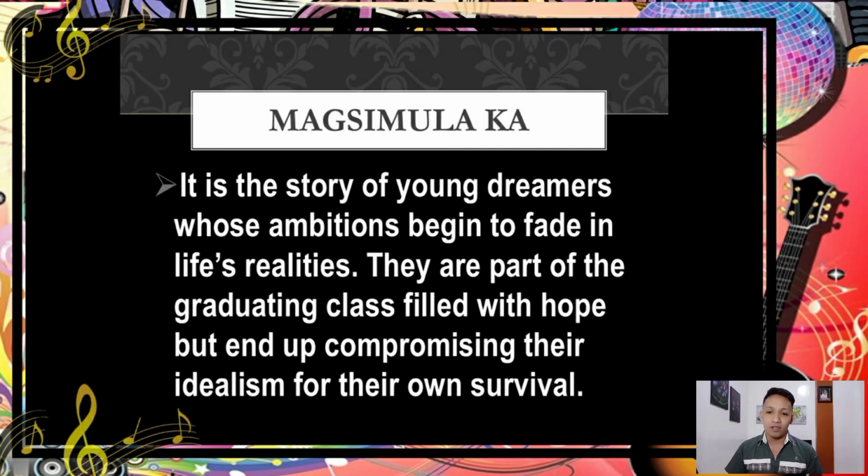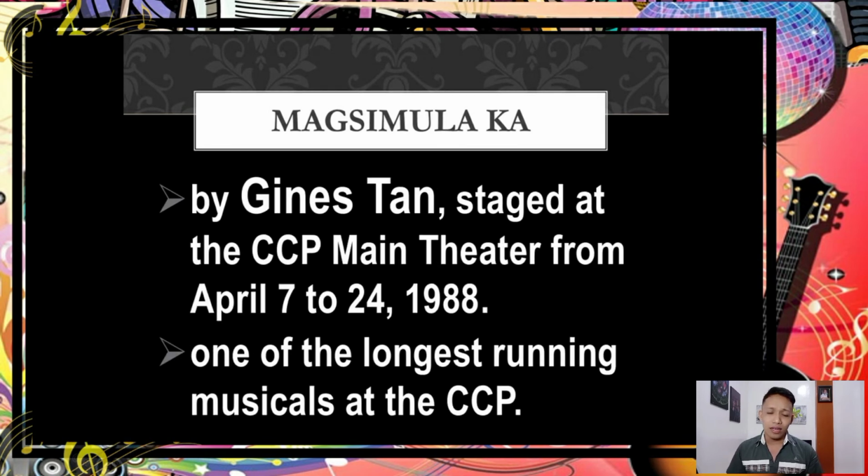We also have Magsimula Ka. It is the story of young dreamers whose ambitions begin to fade in life's realities. They are part of the graduating class filled with hope but end up compromising their idealism for their own survival. Magsimula Ka is by Jean Stan, staged at the CCP Main Theater from April 7 to 24, 1988. It is one of the longest running musicals at the CCP.